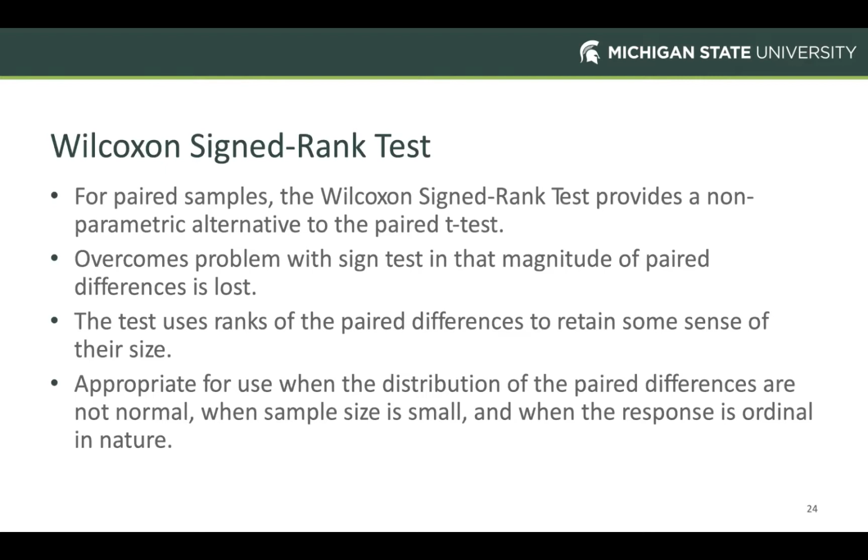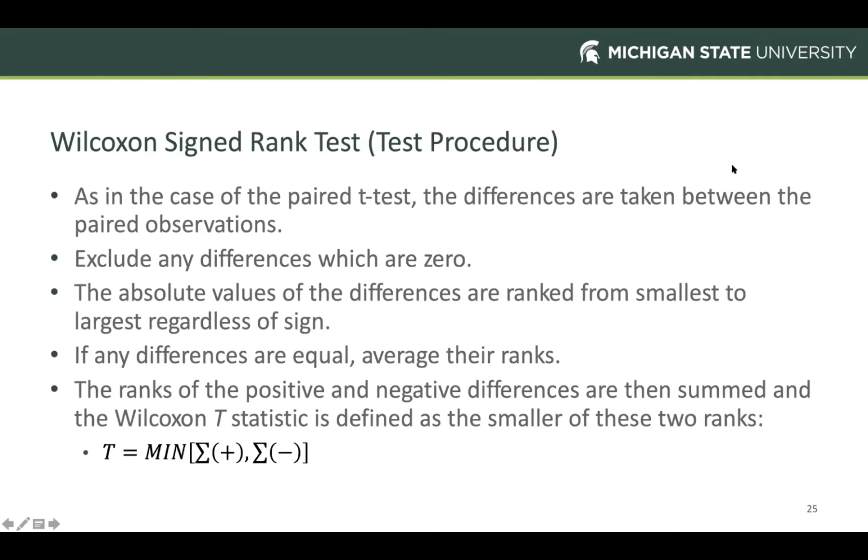This is a test we'll apply frequently when our data are non-normal, when our sample size is small, or when the response is ordinal in nature, similar to the other non-parametric tests we had introduced previously. Just like in the paired t-test, the first thing we're going to do is take the differences between the paired observations. So we can take the number of crashes before minus the number of crashes that occurred afterwards. We again have to exclude any differences which are 0, because we simply don't have a mechanism by which we can include those in our calculated test statistic.